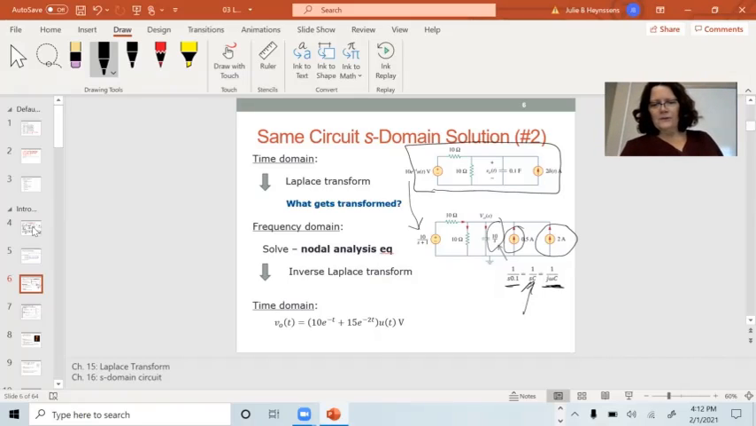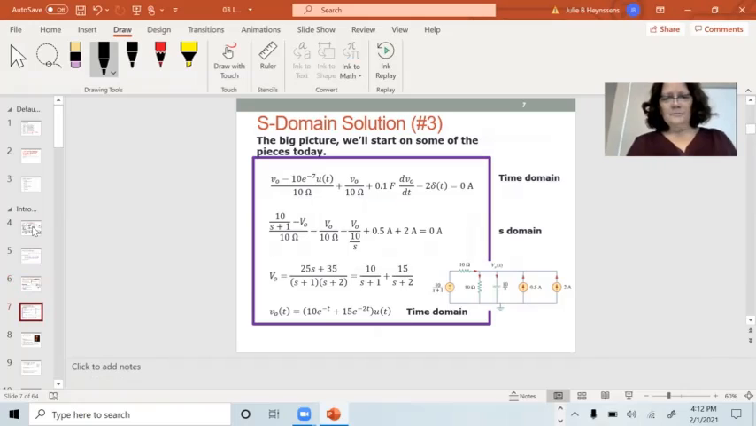So this is a circuit I can solve. It's going to involve some messy algebra. I'm just going to show you the example. By the end of this, you should be able to solve the circuit, but not today. This is the equation in the time domain. We don't want to solve that. This is the equation in the S domain.